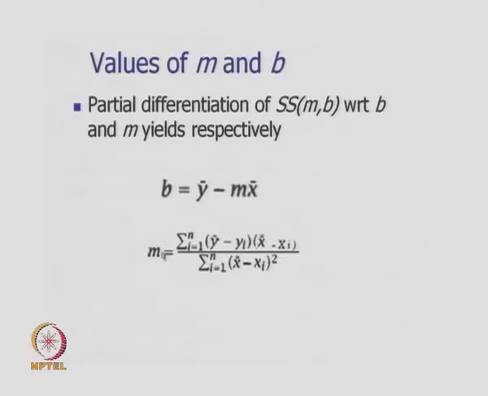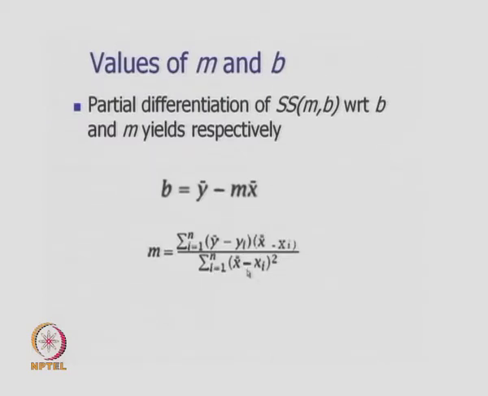And similarly, m can be processed and the value of b can be put here, and we obtain m to be equal to sigma i equal to 1 to n (y bar minus y_i) into (x bar minus x_i) divided by sigma i equal to 1 to n (x bar minus x_i) whole square. Okay. So, what is this quantity? This quantity is nothing but the variance, and this quantity is something like the covariance. So, this is like the covariance and this is the variance.